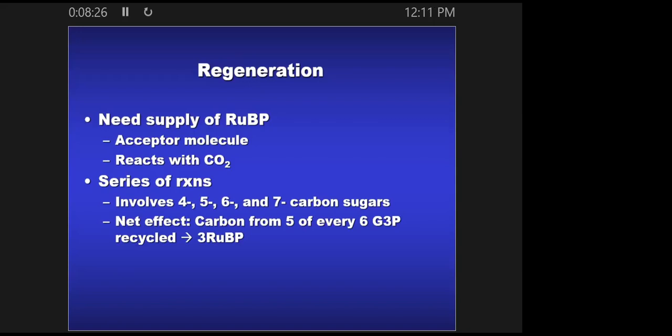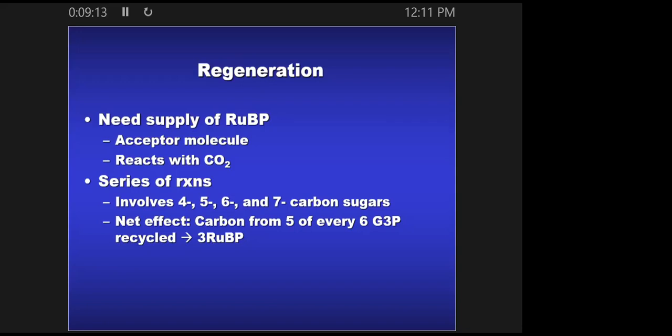And so when you look at it and you're figuring it all out, you're saying, what's going on here? The net effect is that if you start with 6 G3P molecules, 5 of those are going to get used to make 3 RuBP. Okay. So that's the big picture idea of what's going on in the regeneration. So as you can see, 5 of every 6 G3Ps. So only 1, in essence, what that's saying is 1 G3P gets exported of those 6, 5 stay in the Calvin cycle because they're necessary to have enough carbon compounds to end up with 3 RuBP.